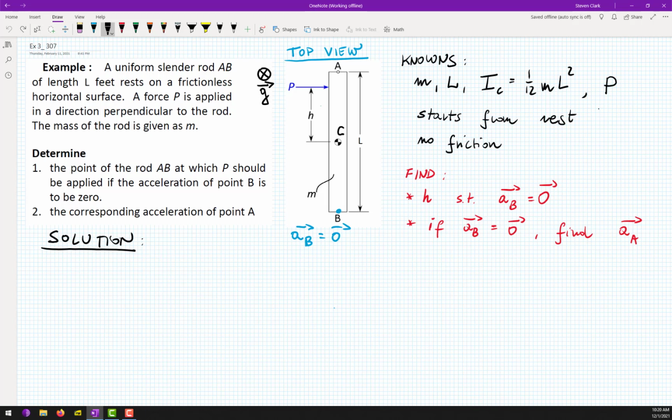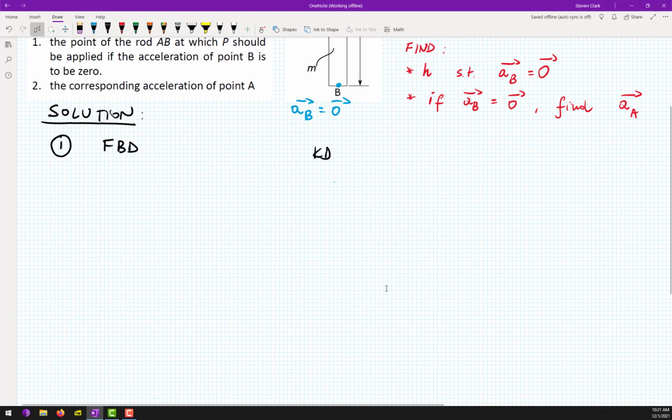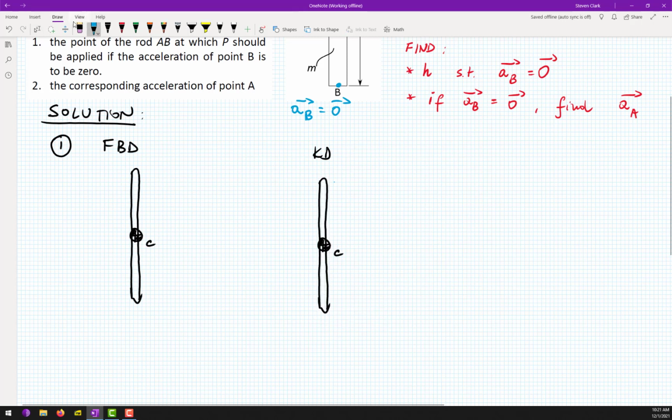Questions about the problem statement? If not, we will just follow our recipe. Okay, so I will surprisingly start with FBD and KD. So let me draw the beam. This is our center of mass. And I'm going to copy that beam to my KD. Okay, so what forces act on our system? mg acts on our system.